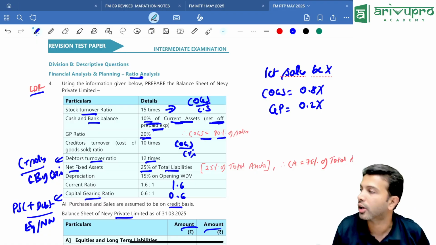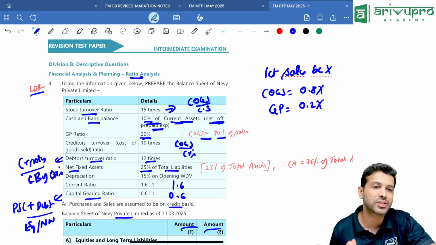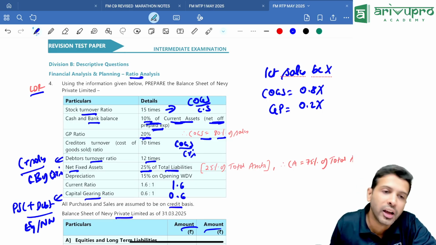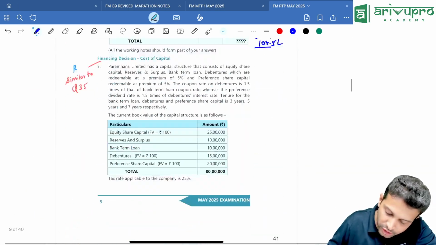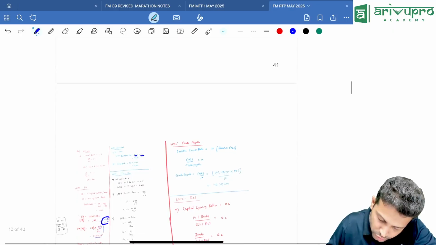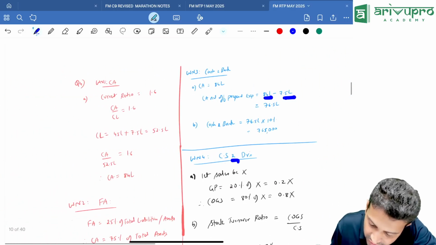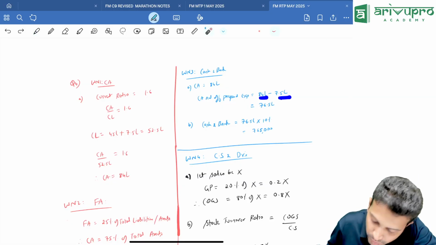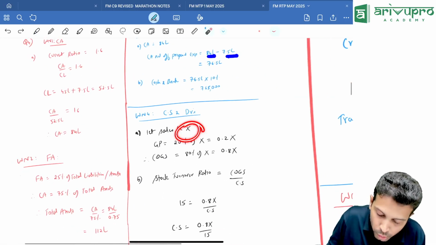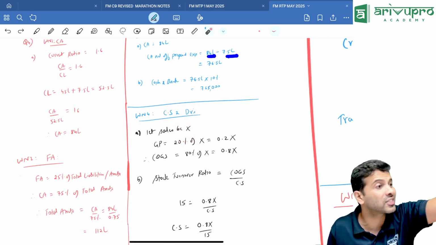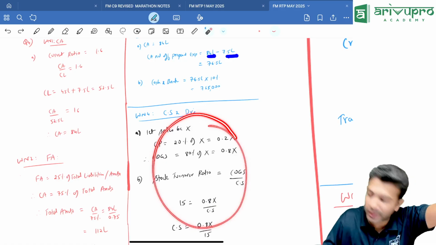We'll calculate stock turnover ratio. How do you get stock turnover ratio? Tell me once again. COGS divided by closing stock. How much is that? 15. So let's substitute. No, we'll have to use a variable over here. I've solved it. I'm just saying it here. Let the sales be X. Using this particular approach, I'll be able to find out closing stock as well as debtors. This is the highlight of this particular question.